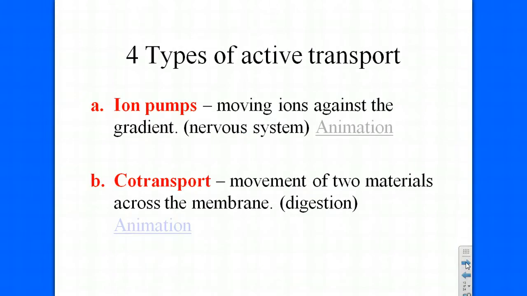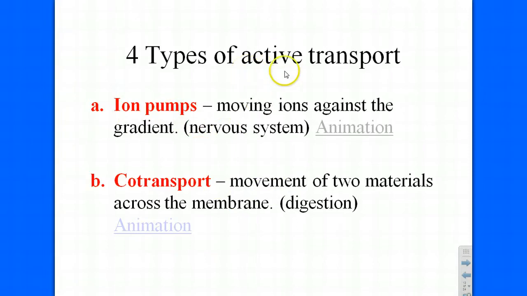So there are 4 types of active transport that I would like you to be aware of. One is called ion pumping. Ion pumps are referring to moving ions, charged particles, against the gradient. A prime example of this is with your nervous system. We will spend more time in class taking a look at how our bodies can do this and how neurons can send signals so quickly with the use of energy by the use of ion pumps.